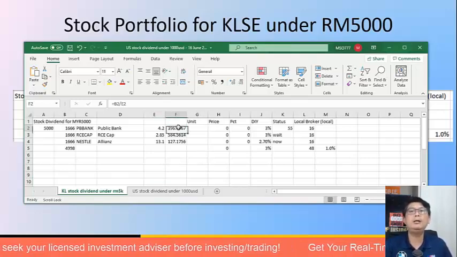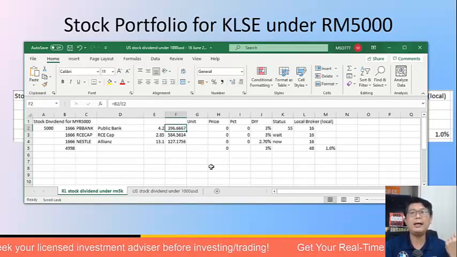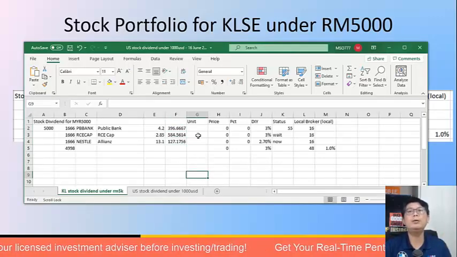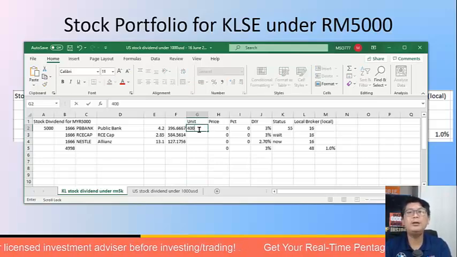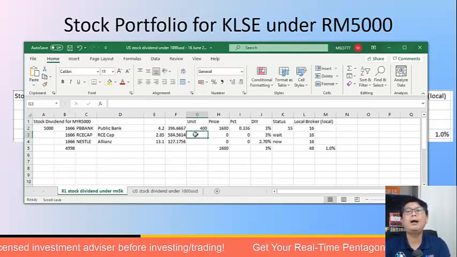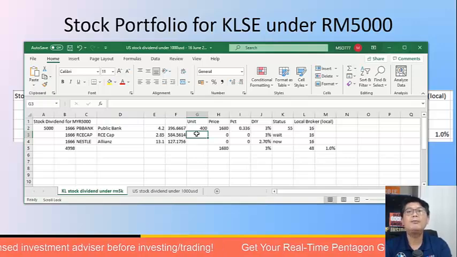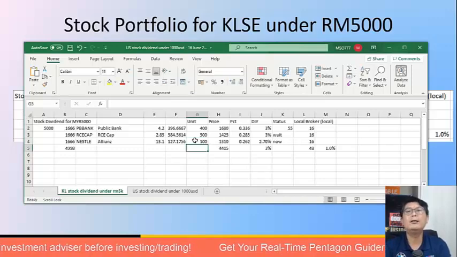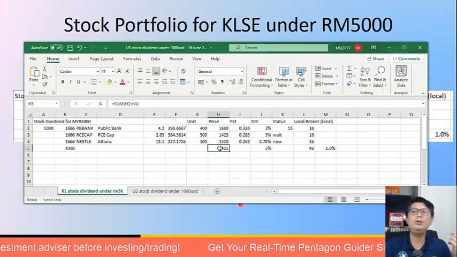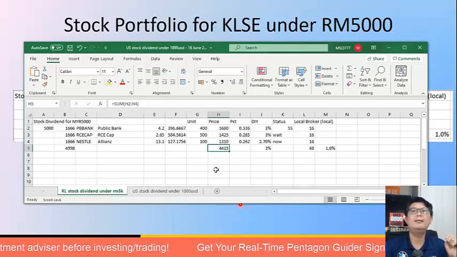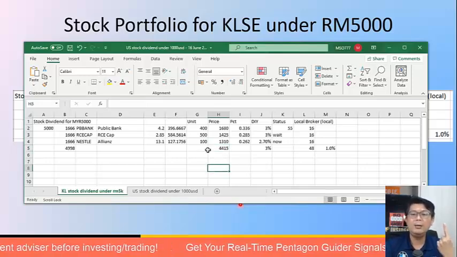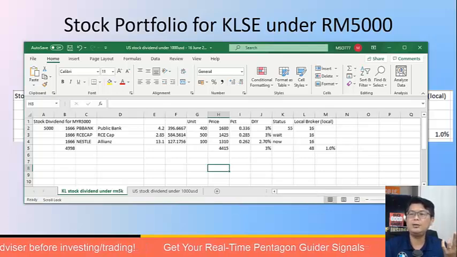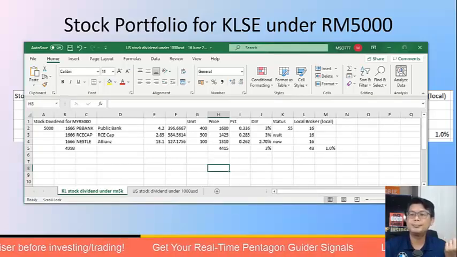So from here onwards, that will give you the number of units: 396, 584 and 127. So here we just round it up to 400 units, okay, and 584 we round up to 500, and this one we round it up to 100. Okay, so from here you can see we only use 4,400 ringgit in here because we can only buy in lots, one lot is 100 shares.